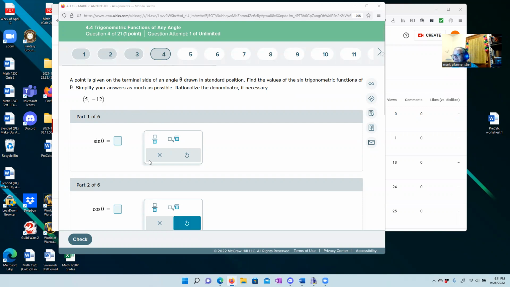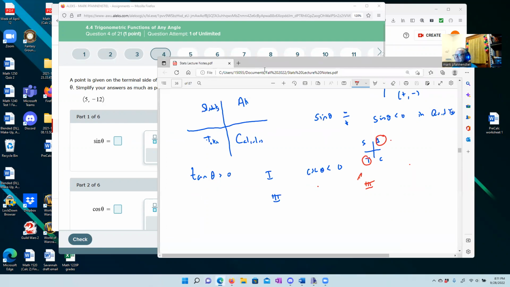We have a point given on the terminal side of the angle, drawn in standard position. Find the values of the 6 trigonometric functions and simplify your answer as much as possible. All right, so we get to draw something.